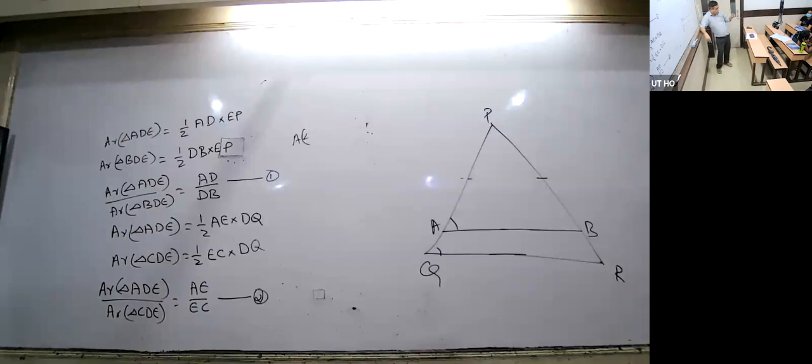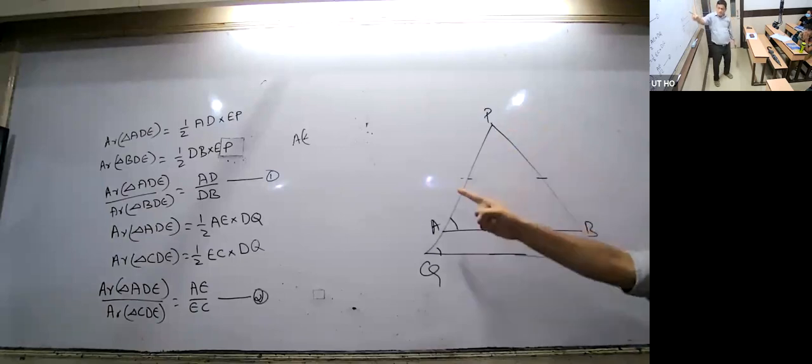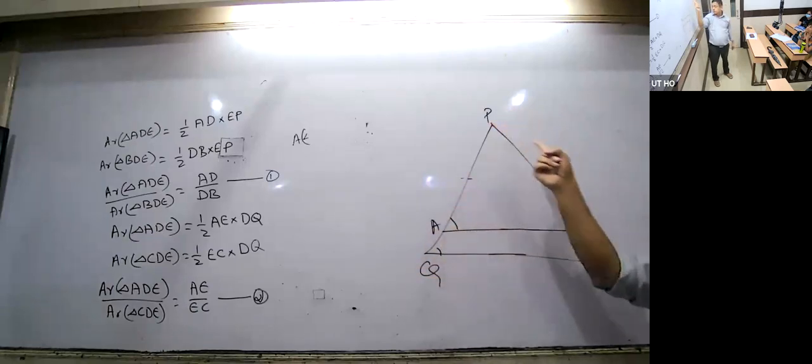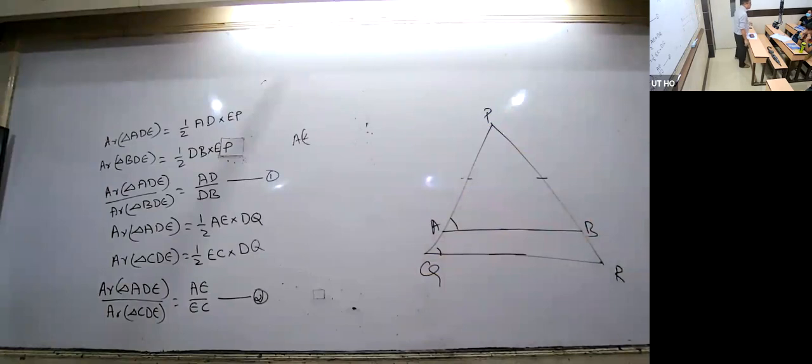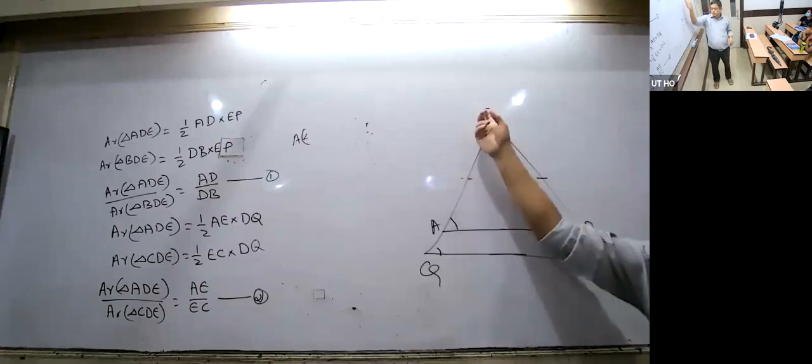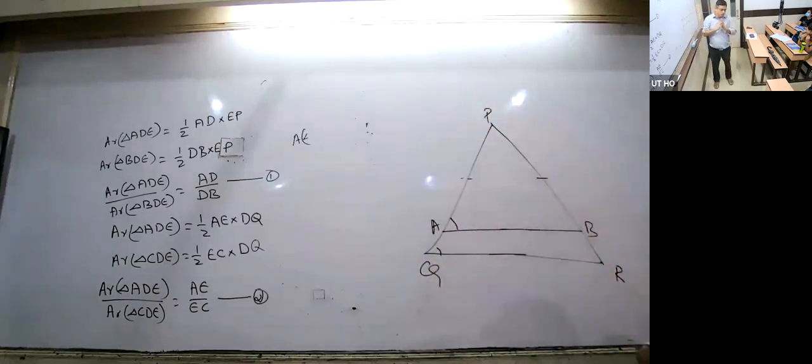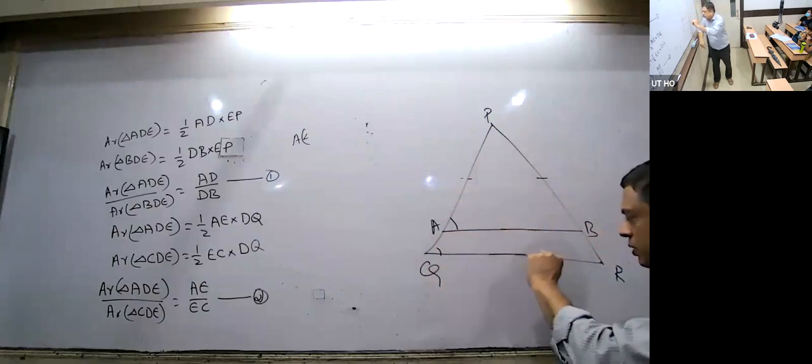In a triangle, if a line divides two sides of a triangle in equal ratio, means if PA upon AQ is equal to PB upon RB, then what do you conclude? AB is parallel to QR. This property is called which property? Converse of basic proportionality. If a line divides two sides of a triangle in equal ratio, then the line is parallel to the third side. Here it divides these two sides in equal ratio, PA upon AQ is equal to PB upon PR. Therefore, AB is parallel to QR.